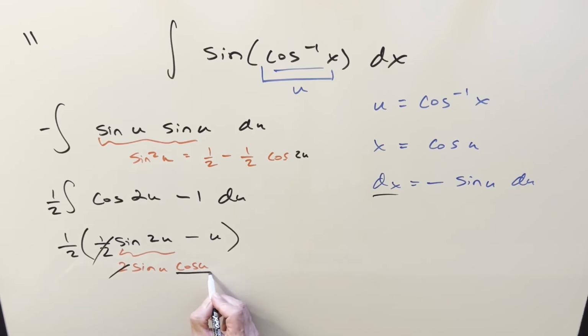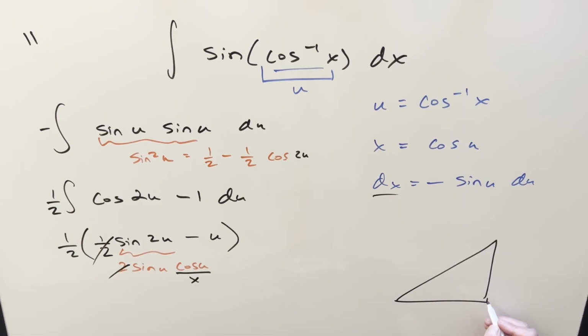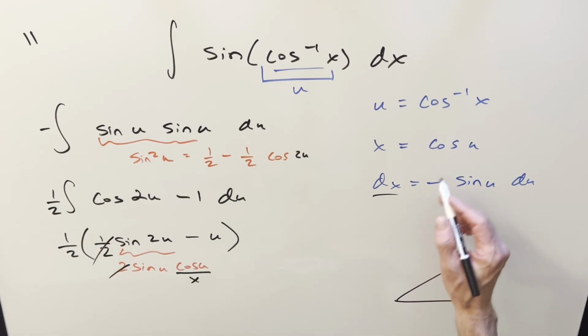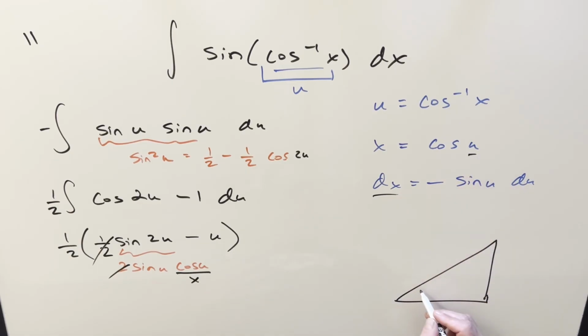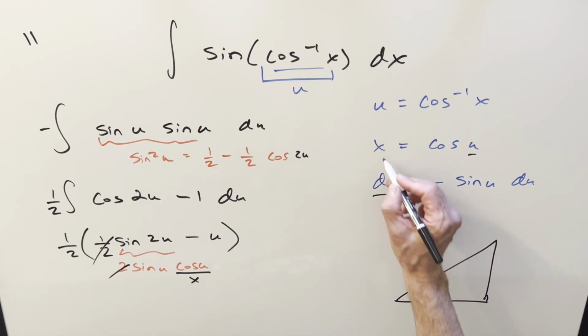For cosine u, we've got a value, that's an x. We have our value for u, but what is sine u? For sine u, we can draw the triangle really quick. You could also use Pythagorean identity on it. So if our angle is u, so we have cosine of u is going to be adjacent over hypotenuse is going to be this, x over 1.